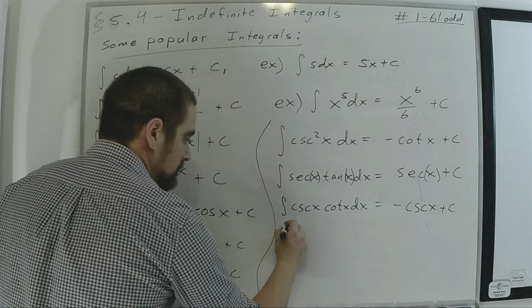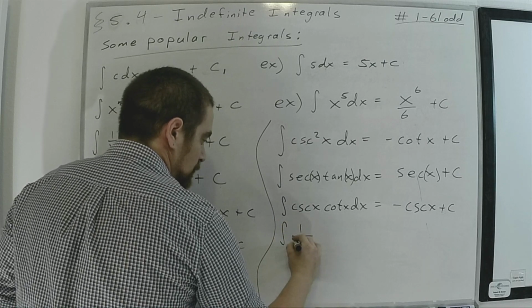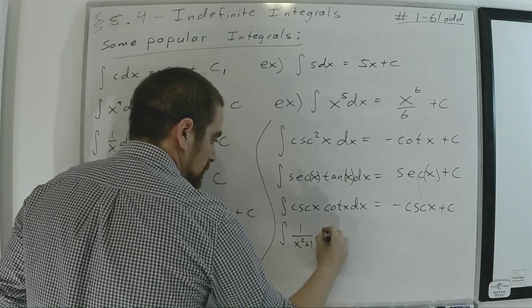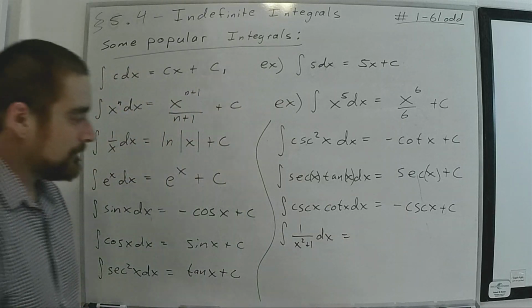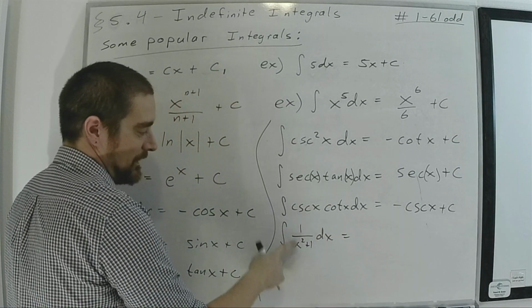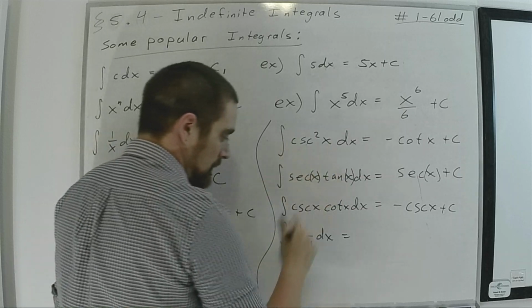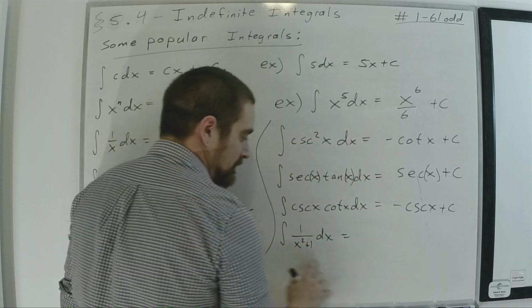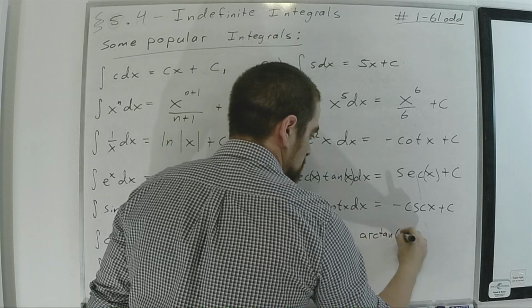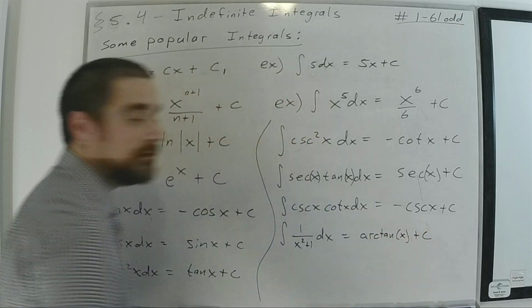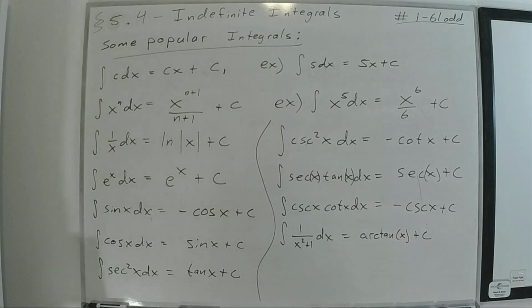More popular ones. This one you'll see quite a bit. Everyone tends to love this: 1 over x squared plus 1. When I differentiate a function, I actually get 1 over x squared plus 1. So when I anti-differentiate 1 over x squared plus 1, I get that popular function back. Guess what that function is? Yeah, it's arctangent, aka tangent inverse of x. But I need the plus c to be tacked on.